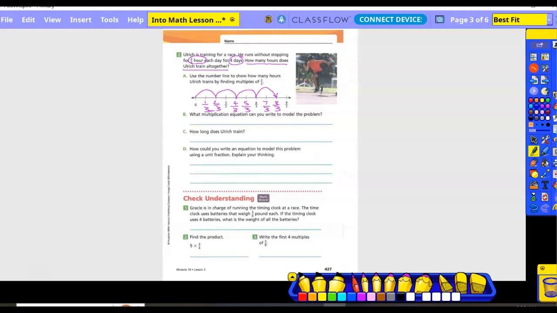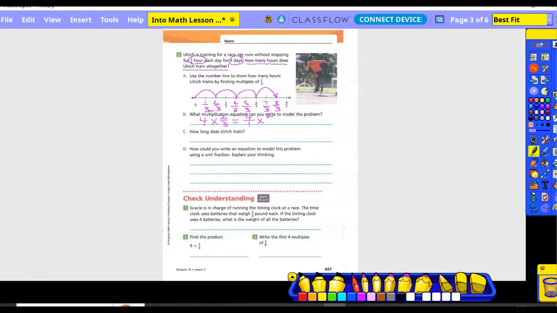What multiplication equation can you write to model this problem? So how many days were there? 4 times, and how long did you do it each day? 2/3. Okay, so what do I need to do to that 4? I need to make it a what? An improper fraction, and I need to write 4/1. Because does 4 equal 4/1? Yes. Okay, 4 is just simplified.